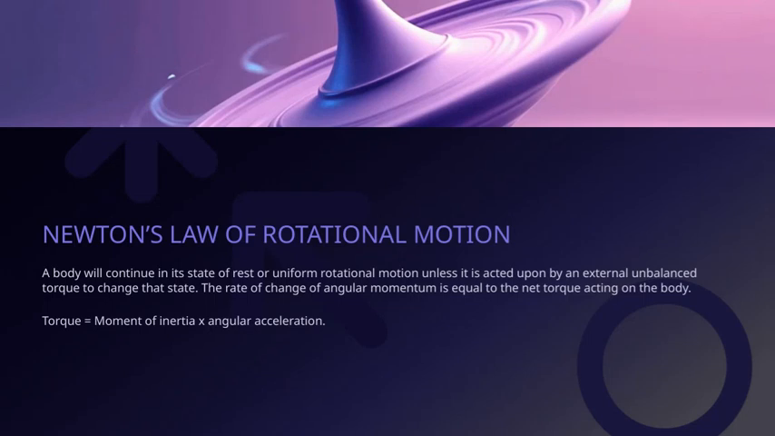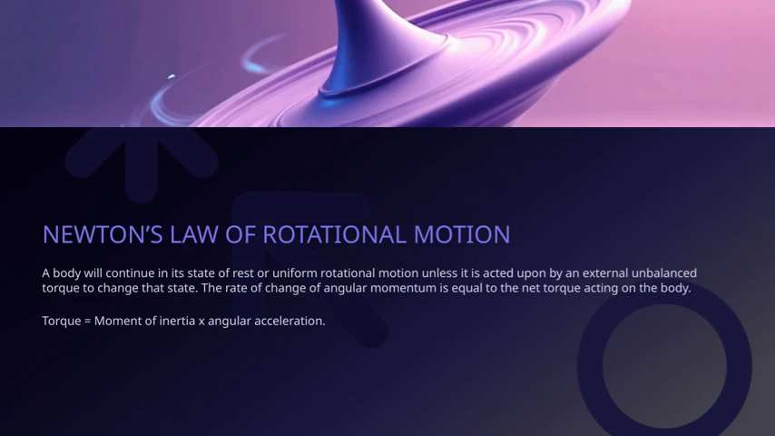Let's start by looking at the fundamental relationship. Torque equals the moment of inertia times the angular acceleration. This is similar to Newton's second law in linear motion, but applied to rotational motion. It tells us that the torque applied to a body causes a change in its angular velocity, depending on how resistant it is to change, its moment of inertia.